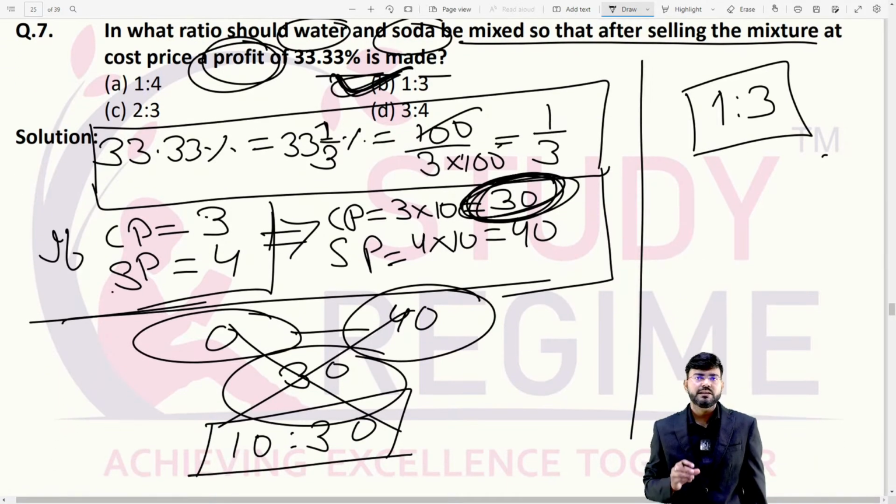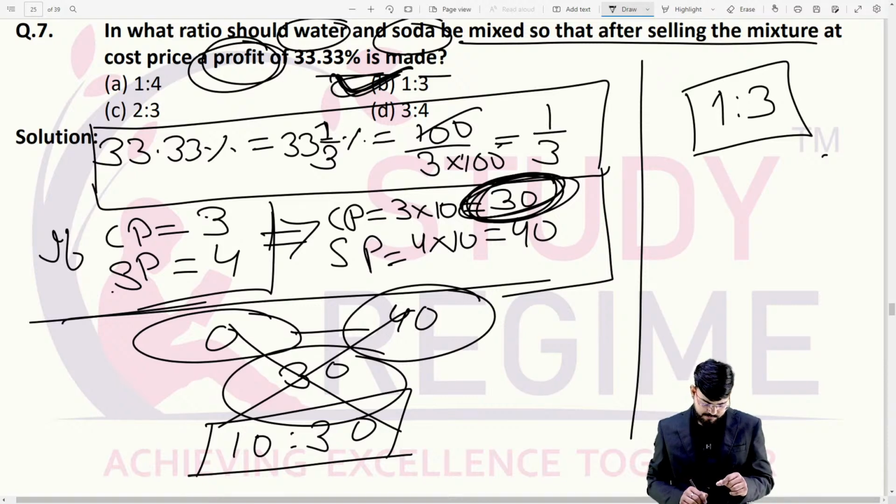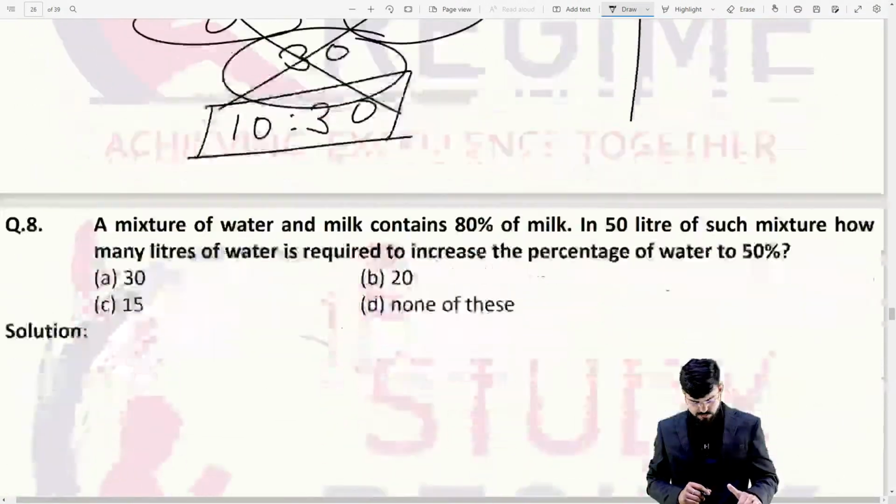We have converted this profit percentage into a fraction, and then for the sake of calculation I have taken cost price as 30 and the selling price as 40, and since we are selling this mixture at cost price, that is at 30, we are subtracting. After subtraction you got the ratio 1:3, so the answer will become what? B. Clear? So let's move on to the next question.